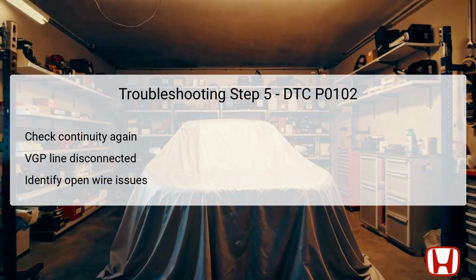If this is the case, ensure that the PCM has updated software to ensure reliability. If required, substituting a known good PCM and re-evaluating the system will confirm whether the issue lies within the PCM. However, if you find that continuity is not present, this signals that there is an open issue in the VGP wire connecting the MAF sensor and PCM, necessitating repairs before moving to the next step.